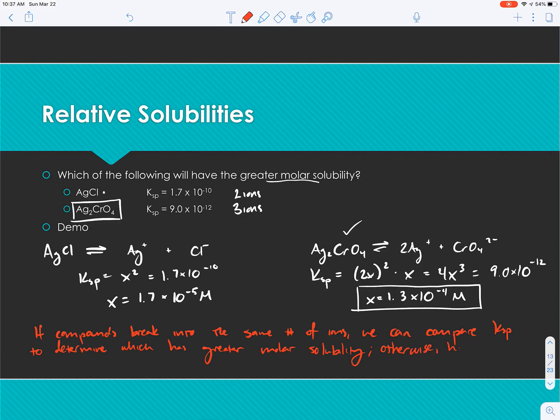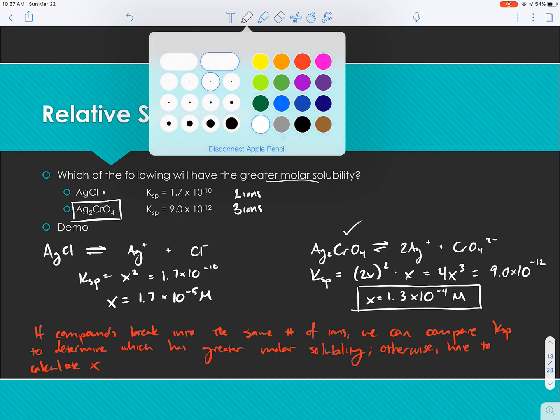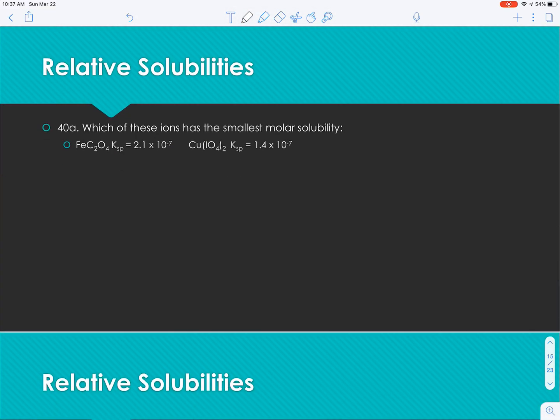Otherwise, I have to calculate X using their respective expressions. So let's do an example. In this case, iron 2 oxalate breaks into two ions. You can see that. Copper 2 periodate breaks into 3 ions. So we're going to have to do a little bit of math here, but it's easy.